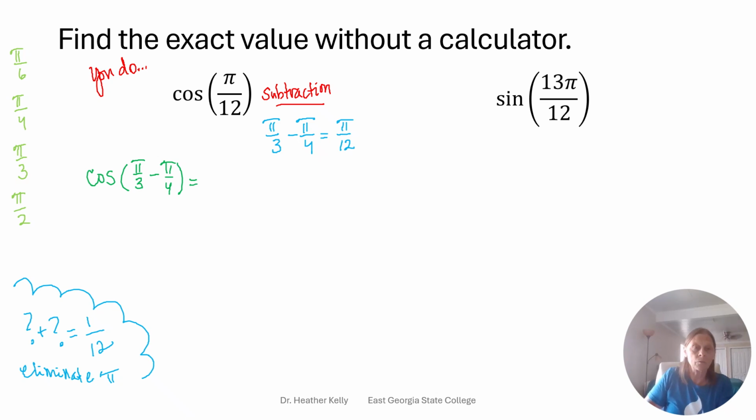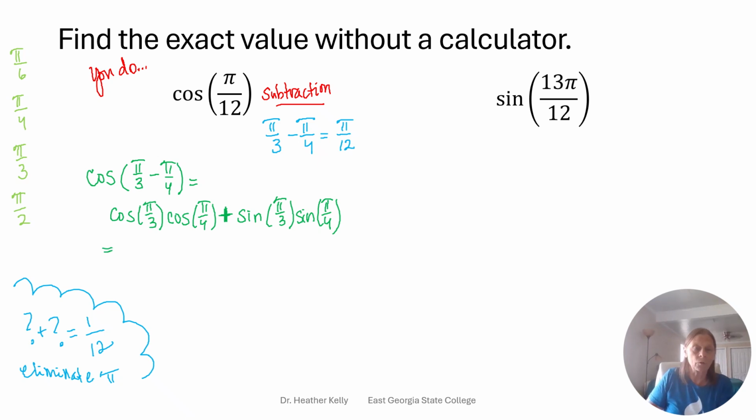That's going to be equal to the cosine of pi over 3 times the cosine of pi over 4 plus, because with cosines we change the sign here, and then we'll have the sine of pi over 3 times the sine of pi over 4. All right, so let's see what that turns out to be.